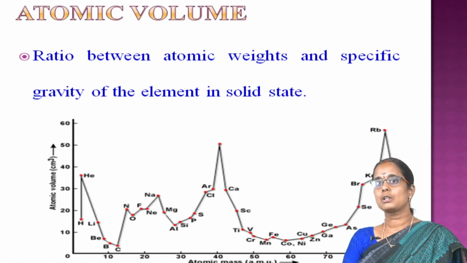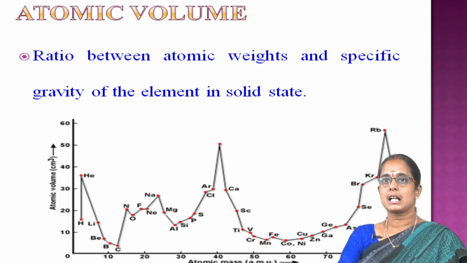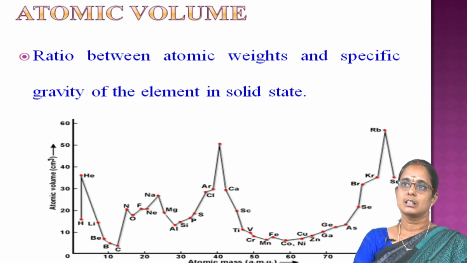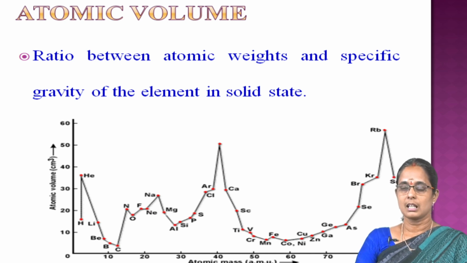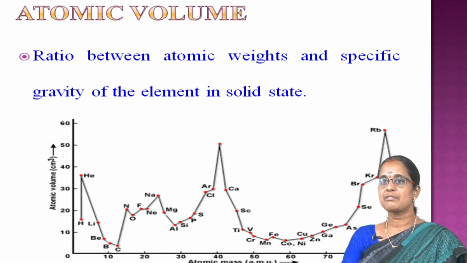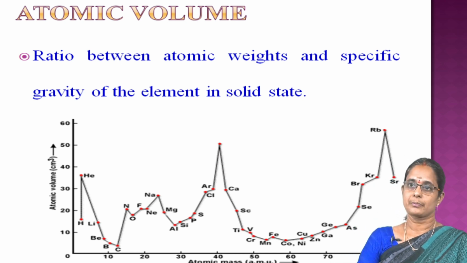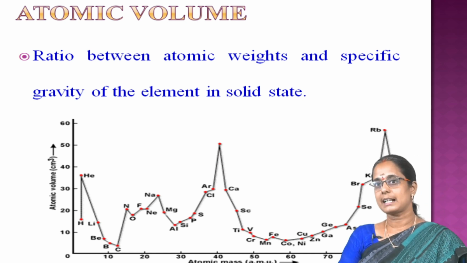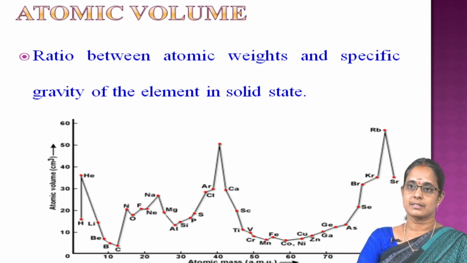First we see atomic volume. What is atomic volume and how does it vary in the periodic table? The atomic volume is defined as the ratio between atomic weight and the specific gravity of the element in solid state. The atomic volume curve contains a series of well-defined loops. Similar elements occupy the same position. The ascending slopes of these loops contain the electronegative atoms and the descending slopes contain the electropositive elements.